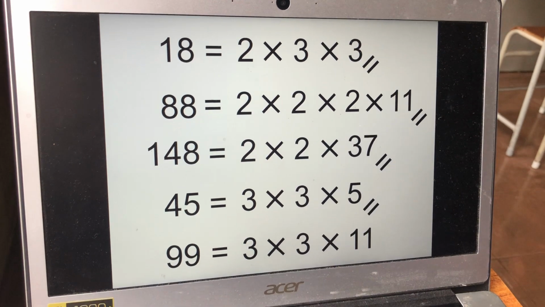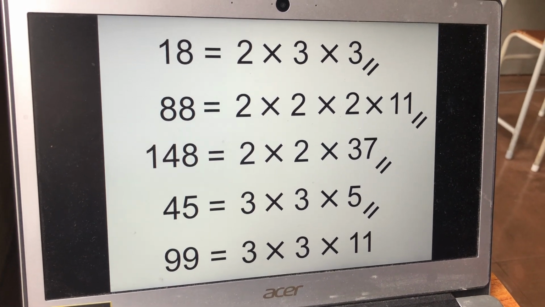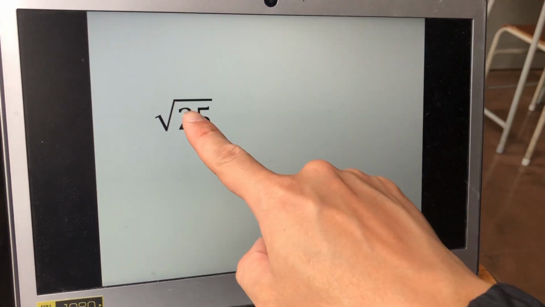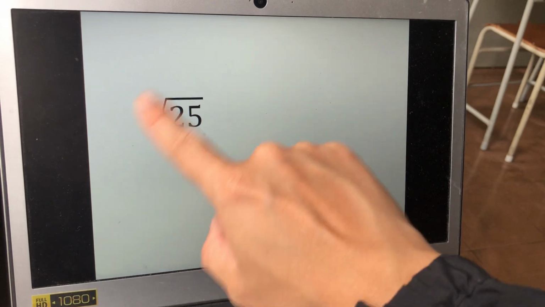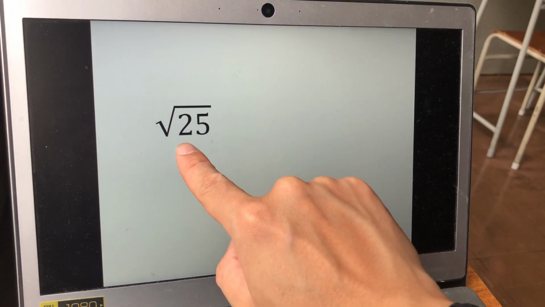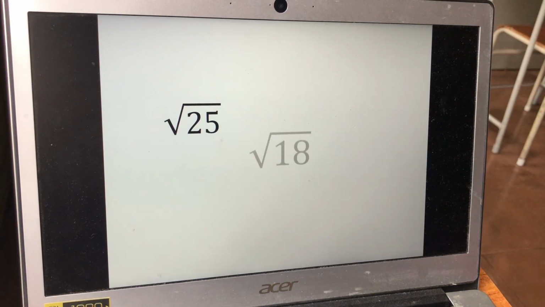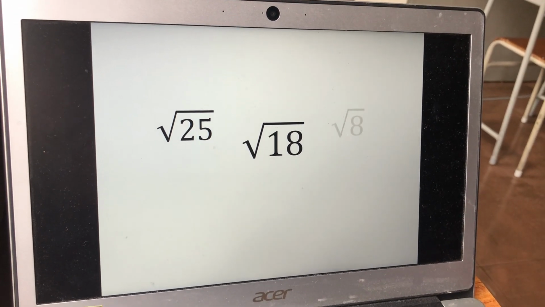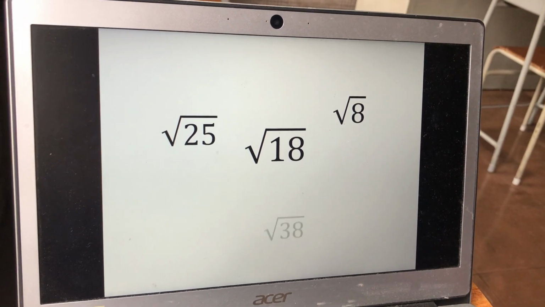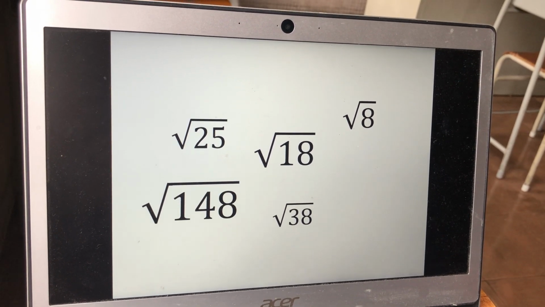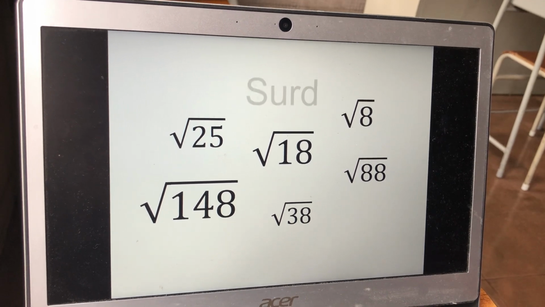Why do we need to learn this? Because it is useful in the next part. So are you able to pronounce this? How do we call this? Square root of 25, square root of 18, square root of 8, square root of 38, square root of 145, square root of 88.